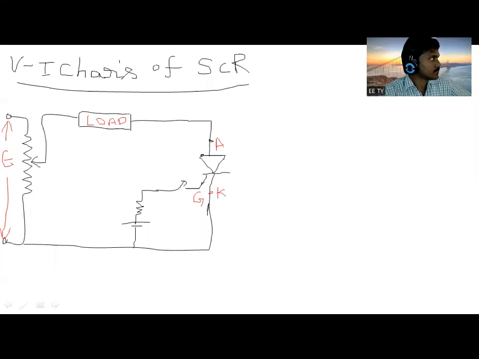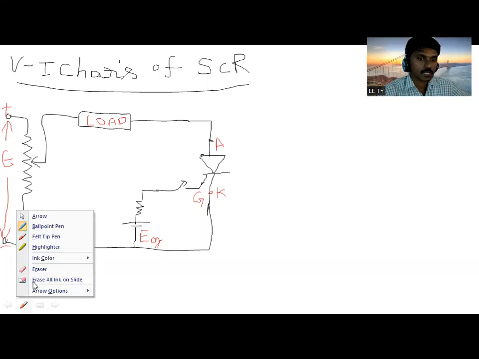The supply is given to the thyristor, so the anode is connected to the positive and the cathode to the negative. Anode is connected to what? Positive. And cathode is connected to what? Negative. Very good. So this is the main supply, and this is the voltage for the gate circuit. What can we write here? Easy, we can write E suffix G, gate voltage. Can we write like this?